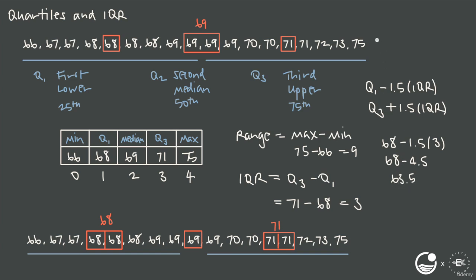And similarly, on the high end, if we take Q3, which we know is 71 for this set, 71 plus 1.5 times an IQR of 3 is 71 plus 4.5, or 75.5. So any value greater than 75.5, we could consider to be an outlier for this data set.